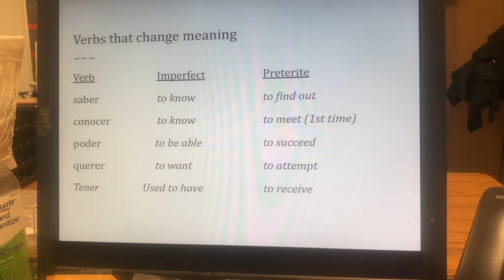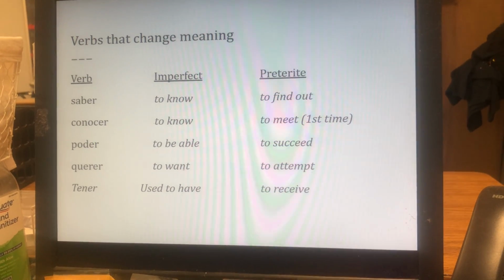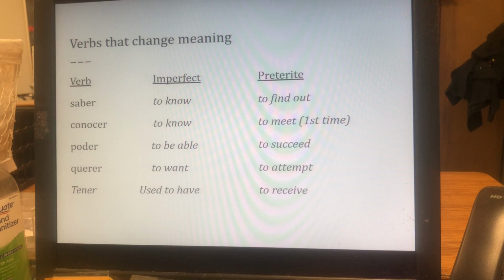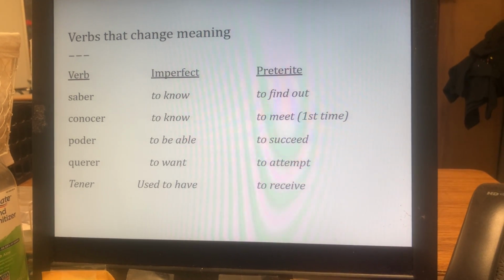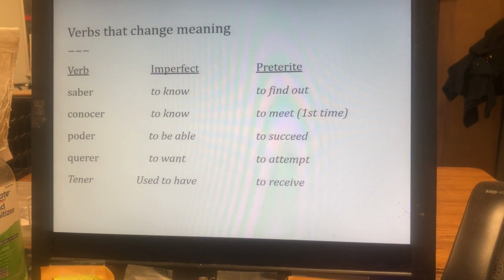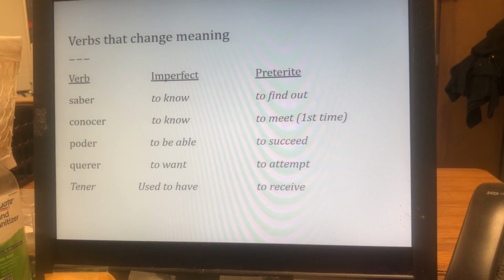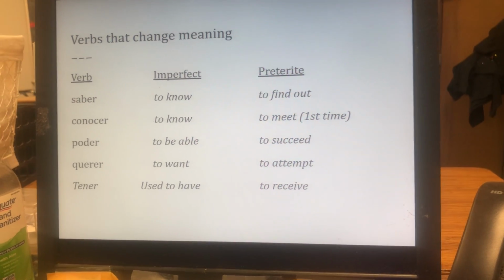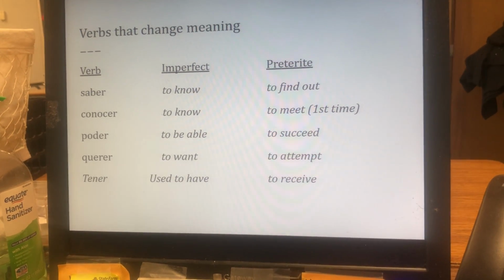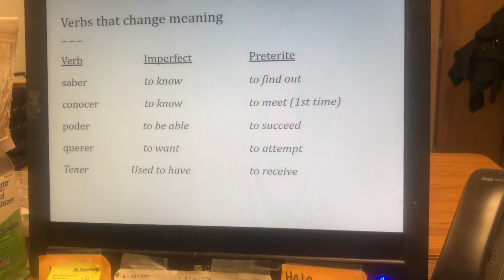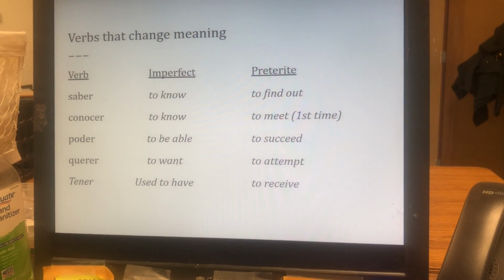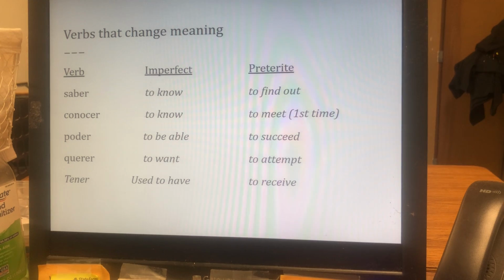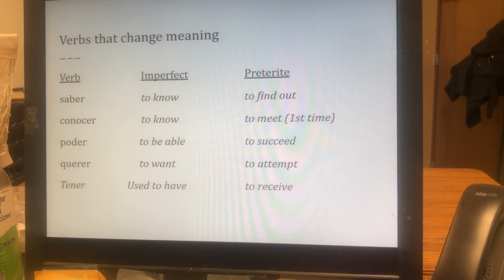The difference in poder is a little bit more subtle. So podía hacer la tarea. I was able to do the homework. Pudo hacer la tarea. I succeeded at doing the homework. I feel like those, if you mix them up, the meaning is so similar that it doesn't make a huge difference. Same thing with querer.